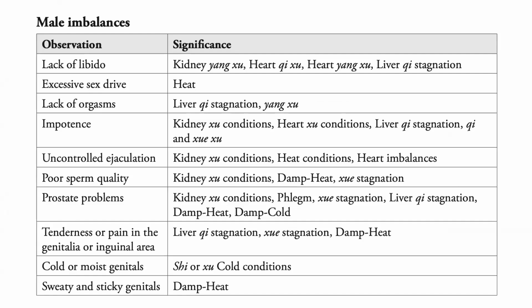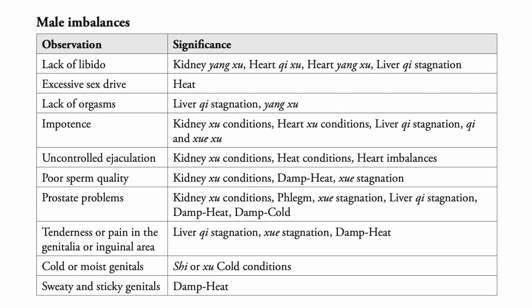So here we see the observation and its significance. If there's lack of libido, it may be due to kidney yang deficiency, heart qi deficiency, heart yang deficiency, or liver qi stagnation. If there's excessive sex drive, maybe heat. If there's a lack of orgasms, then it's liver qi stagnation or yang deficiency. If it is impotence, it is a kidney deficiency condition, a heart deficiency condition, liver qi stagnation, or qi and blood deficiency. If there's uncontrolled ejaculation, there are kidney deficiency conditions, heat conditions, or heart imbalances.